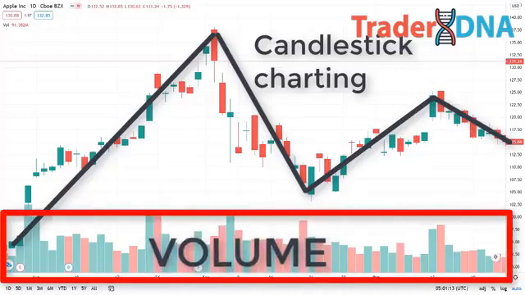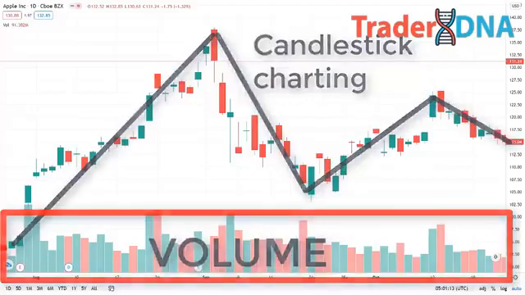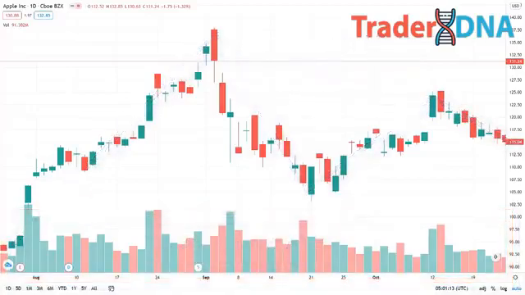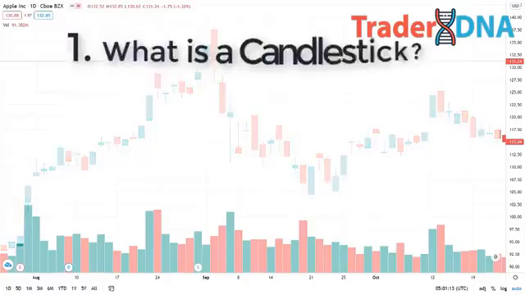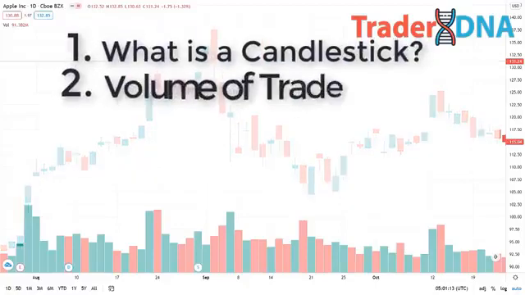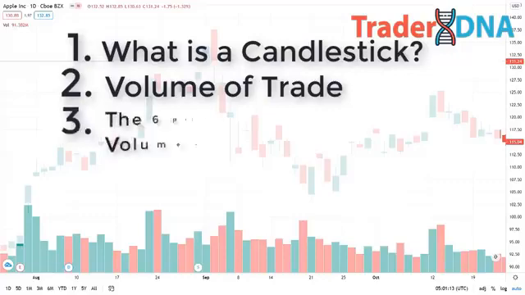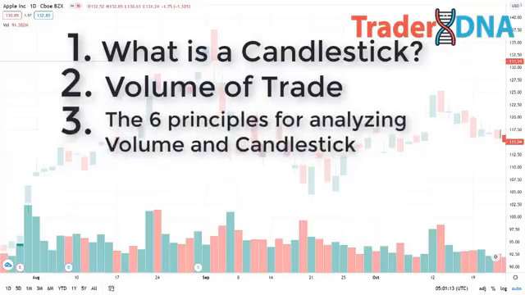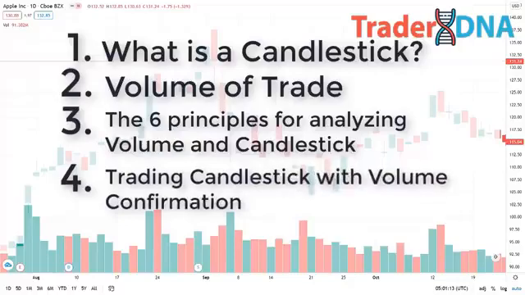As part of this video, we are going to discuss the following 4 important pointers in detail which are related to volume candlestick and trading. First, what is a candlestick? Second, volume of trade. Third, the 6 principles for analyzing volume and candlestick. Fourth, trading candlestick with volume confirmation.